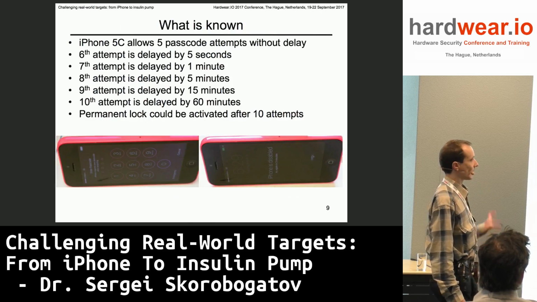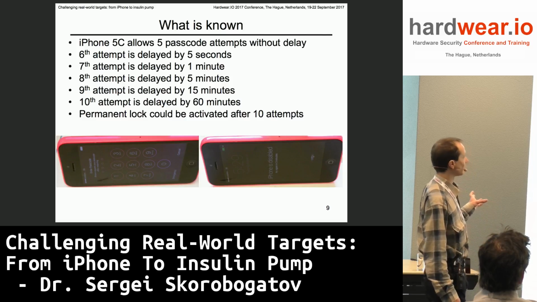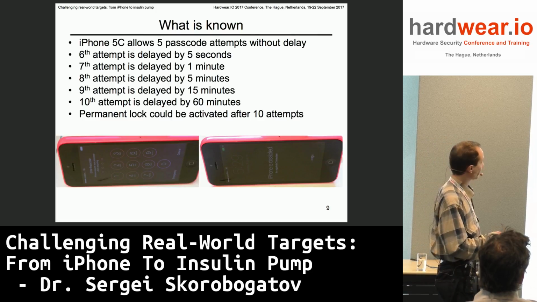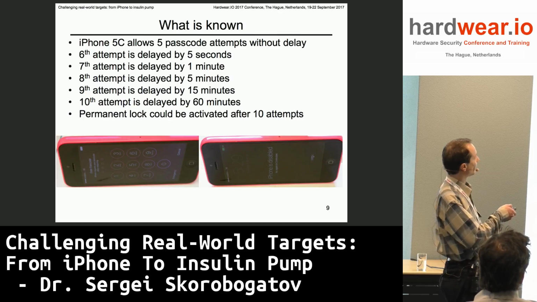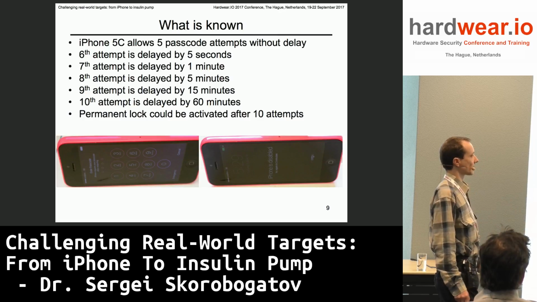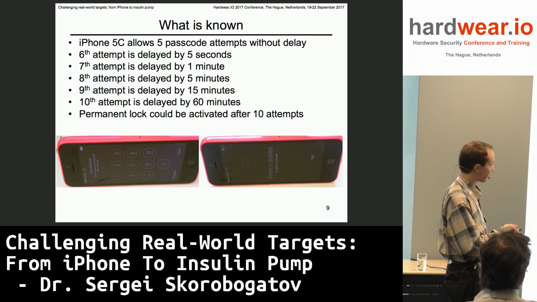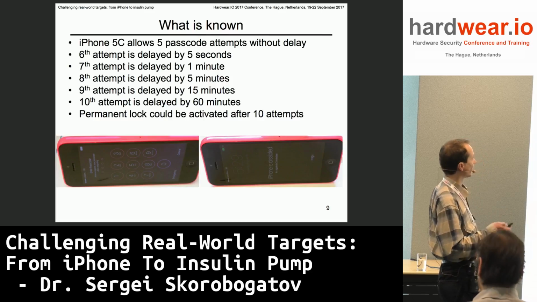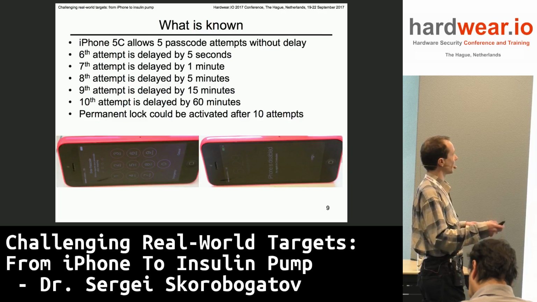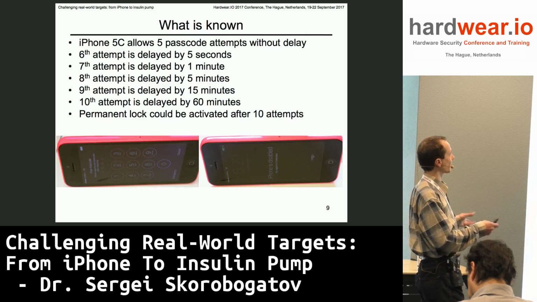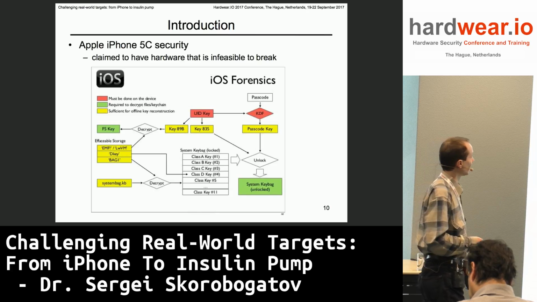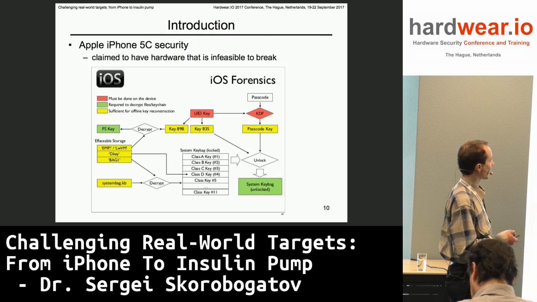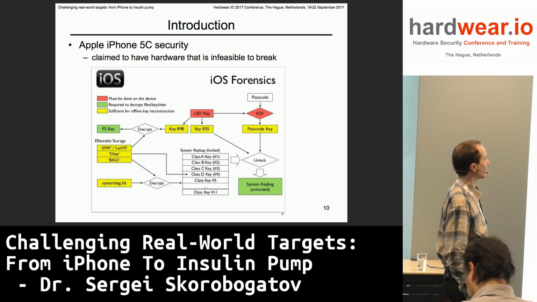So the main problem with the iPhone, and why you cannot easily guess the passcode, is that after a certain number of attempts, you have to wait more and more for the next try for the PIN code. And after 10 attempts, the phone will be permanently locked. So you need a solution to be able to enter a few attempts, then somehow restore the phone to the original state and then try again. And also the security of the passcode verification is inside the hardware, inside the main CPU.